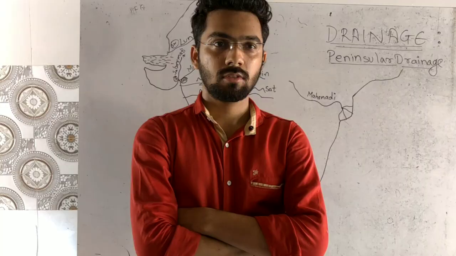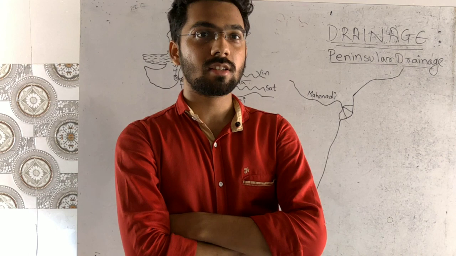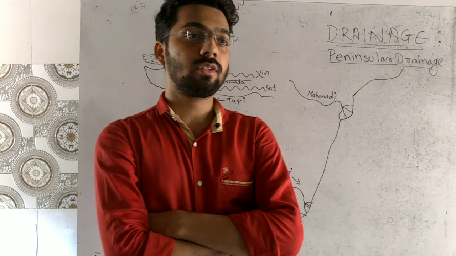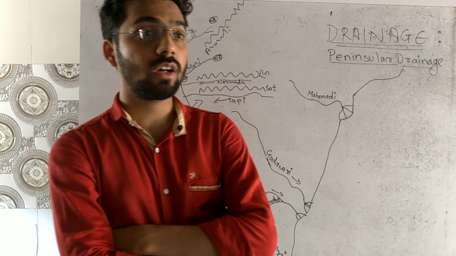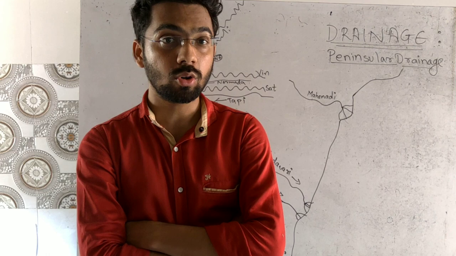The other part of the drainage system is peninsular drainage. Before starting the peninsular drainage, one recap will be done. See, Himalayan drainage: Ganga river system and Sindhu river system. Ganga originates from Gangotri and Yamuna originates from Yamunotri.